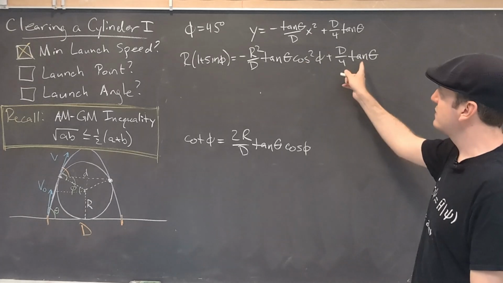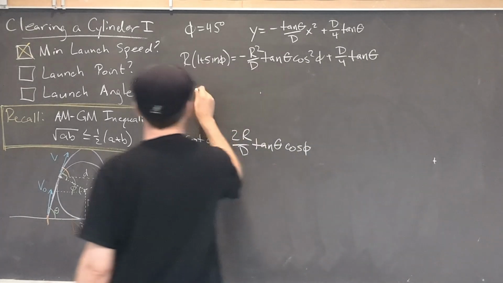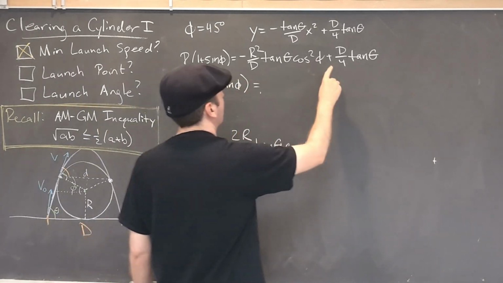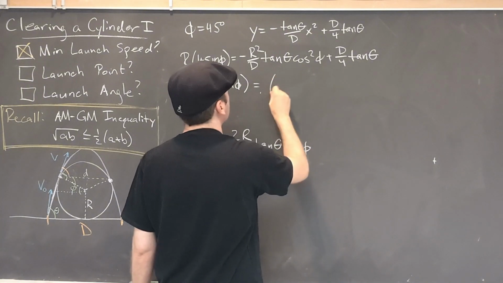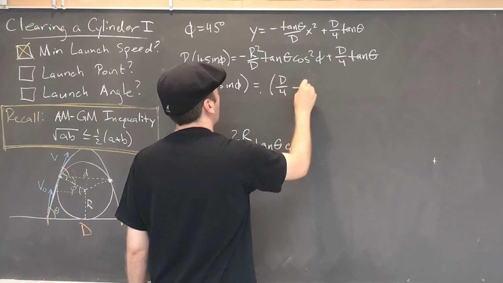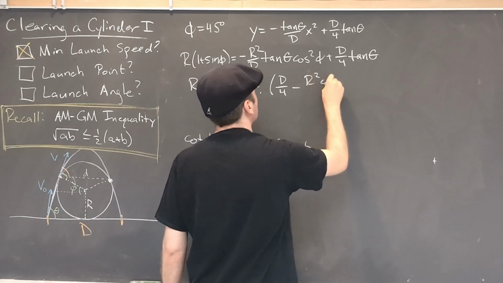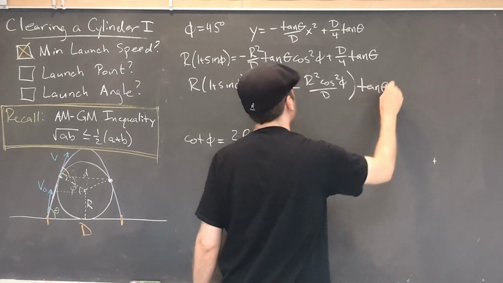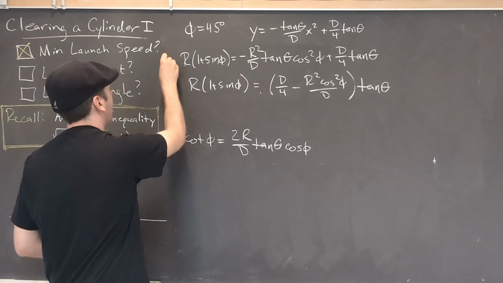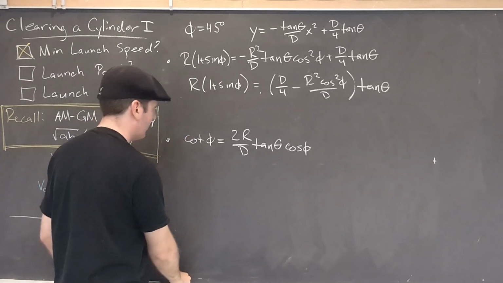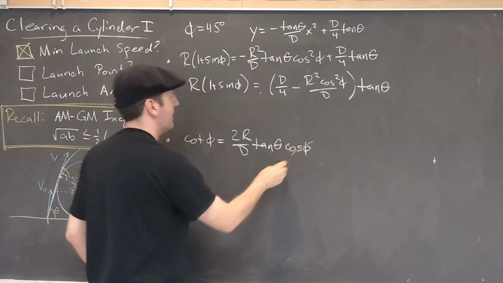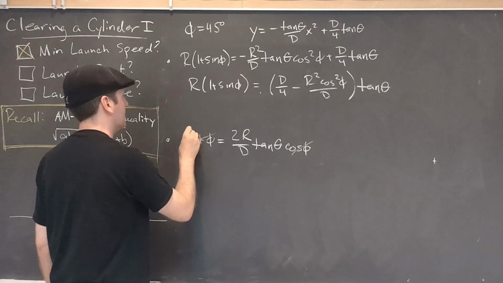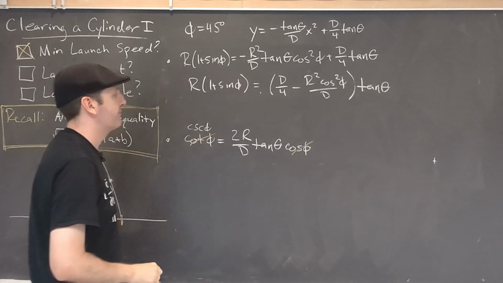So I'm going to factor some stuff here and move it over. The thing I'll factor out will be a d over 4 minus an r squared cosine squared phi over d, and then have a tan theta. While we're at it down here, I'll do a little simplification, noticing that if I divide out the cosine from both sides, I'll be left with a 1 over sine, which is cosecant of phi.